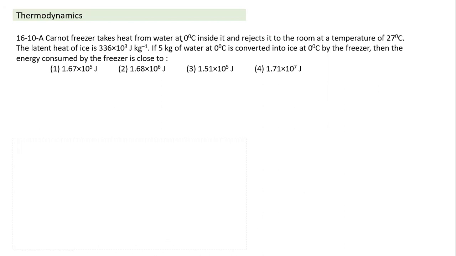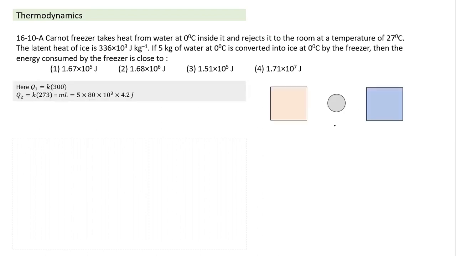A Carnot freezer takes heat from water at 0 degree inside. In this case, it is not a negative temperature, it is 0 degree. And it rejects it to a room at a temperature of 27. So what does it imply here? What are the temperatures here? This is 273. Every time you use Kelvin. And this is equal to 300 K.